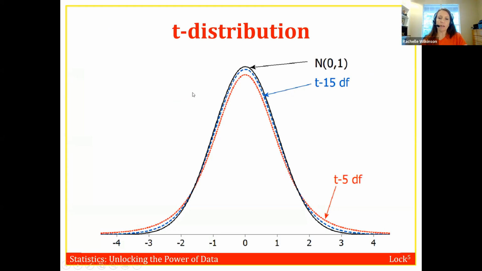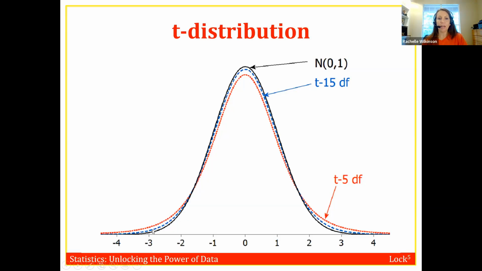Let's look at some pictures of some t distributions with the normal distribution here. The black line is the standard normal distribution, just a regular normal distribution. And then we have two different t distributions that you can see here for comparison. The red dashed line is a t distribution with 5 degrees of freedom, and the blue dashed line is a t distribution with 15 degrees of freedom. You can see from here that the more degrees of freedom you have, the closer that t distribution gets to looking like a normal distribution.